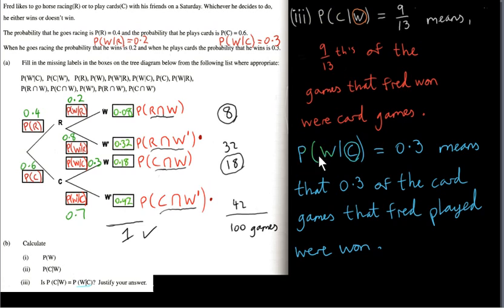So you can see that these are two very different probabilities. And in general, they're not the same. You can see here, they're certainly not the same. 9 over 13 is not equal to 0.3.